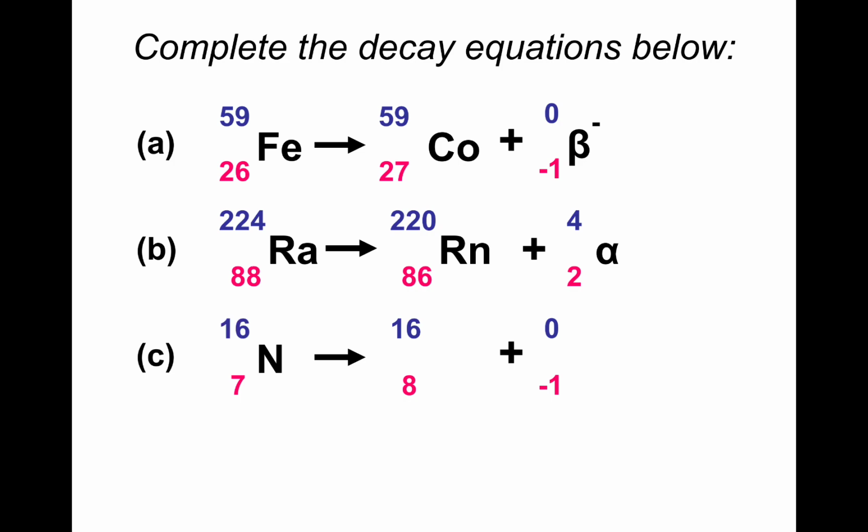So next one, you should have got 16 on the top, and the particle that's missing, 0 and minus 1, is the same as the beta particle at the top there. And that O was missing. You don't need to know this, but oxygen has 8 protons and 8 neutrons.